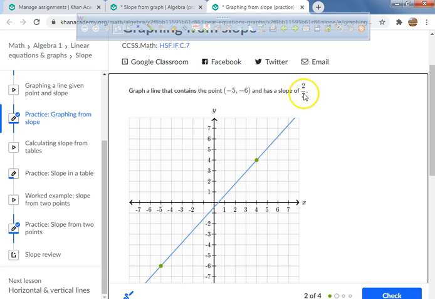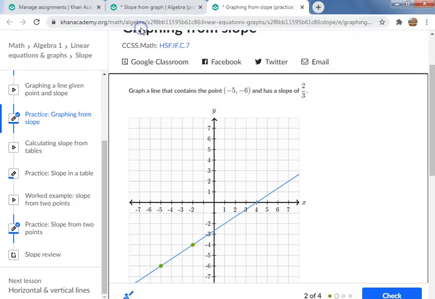It is. Now, what does a slope of 2/3 mean? It means I go up 2 and over 3. So watch this. Take this point. I'm going to go up 2 and over 3. So I'm going to pause it right now. We're going to take a look at it, see if I did it right.